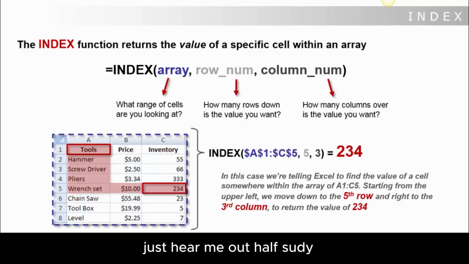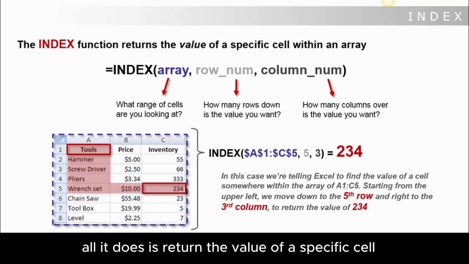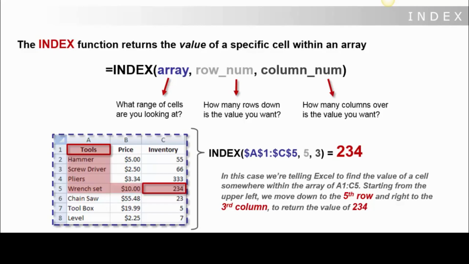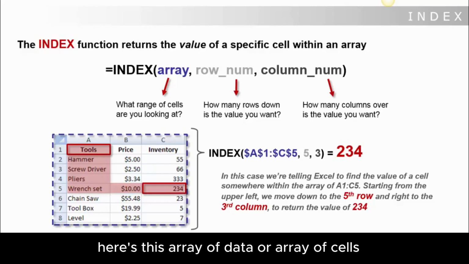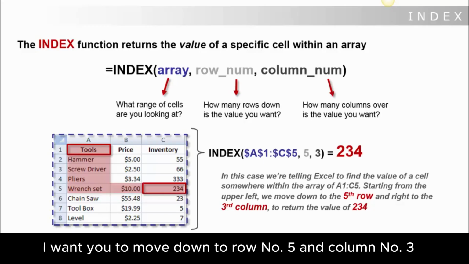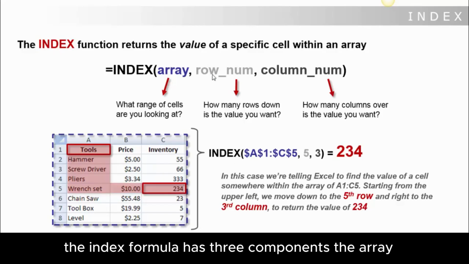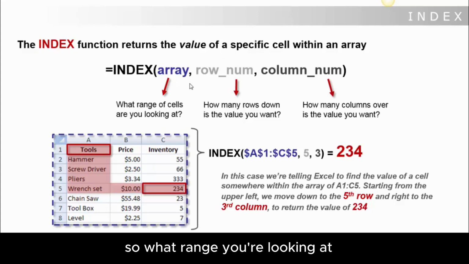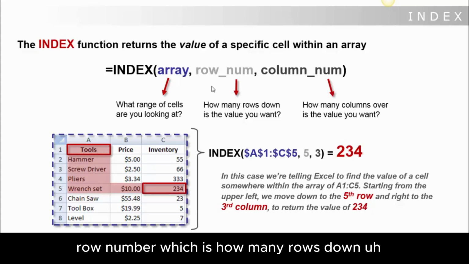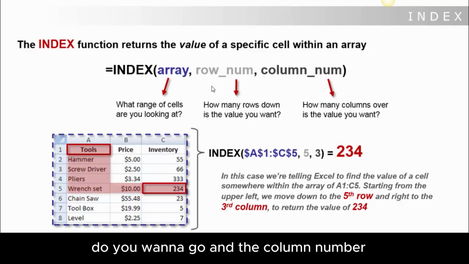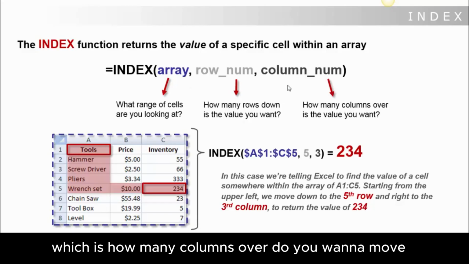Just hear me out. So the INDEX function by itself, all it does is return the value of a specific cell within an array. So you're just saying, all right, hey, Excel, here's this array of data or array of cells. I want you to move down to row number 5 and column number 3 and tell me the value that you get. That's it. So syntax-wise, the INDEX formula has 3 components. The array, so what range you're looking at. Row number, which is how many rows down do you want to go? And a column number, which is how many columns over do you want to move.